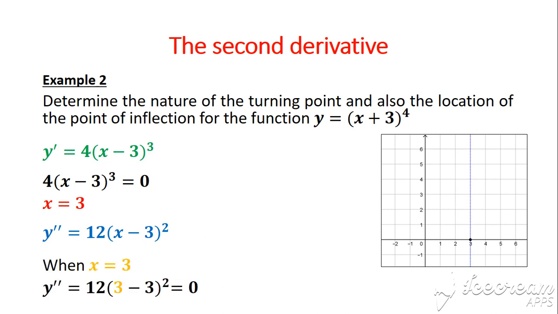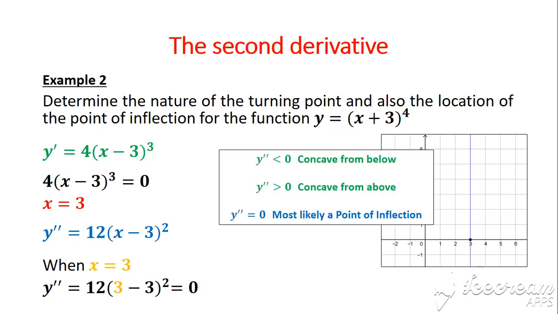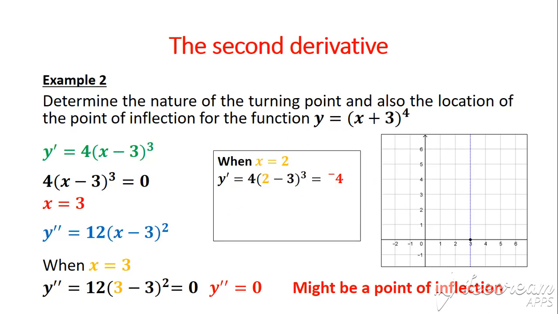Now we're going to take the value of 3 and substitute it into the second derivative, and we get 0. Normally that suggests it's a point of inflection, but we're going to test it because it might not be. Let's check one side of 3 at 2, substitute that into the gradient to get a negative gradient. And let's substitute the other side of 3 and get a positive gradient. You can see that it is not a point of inflection. It is indeed a minimum turning point.